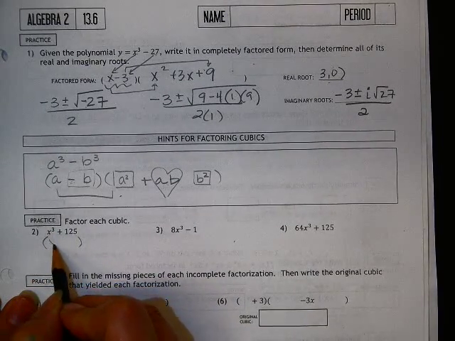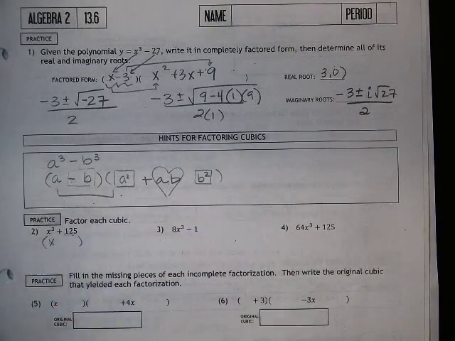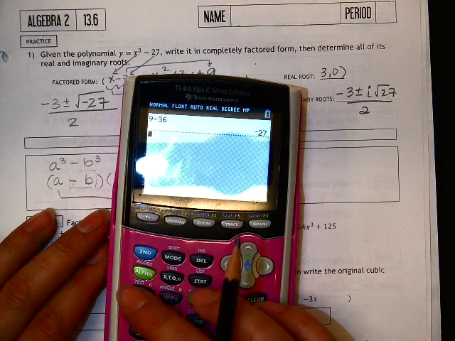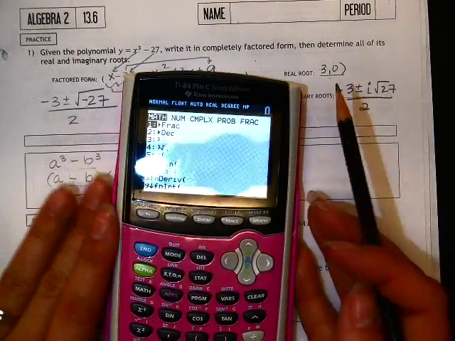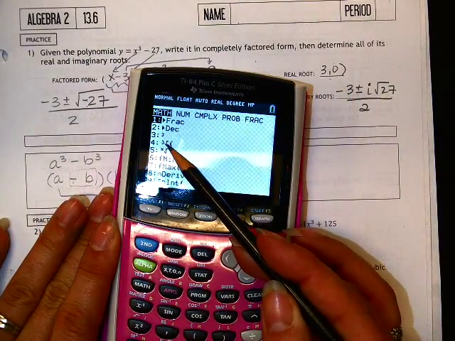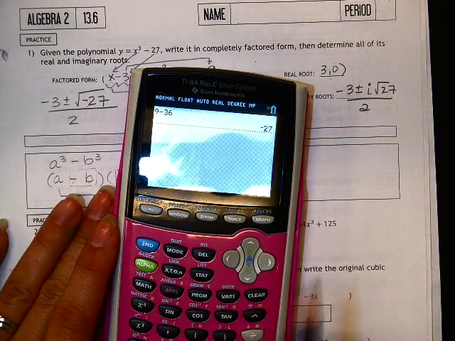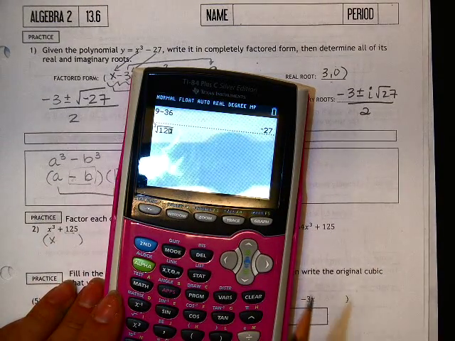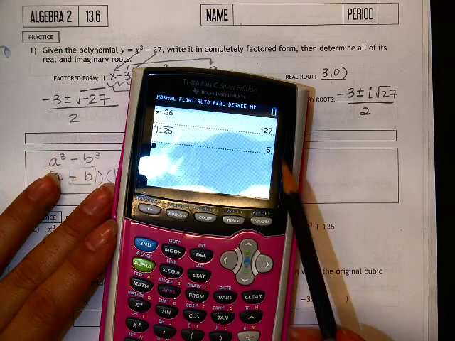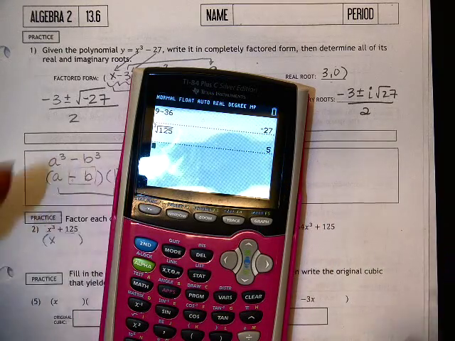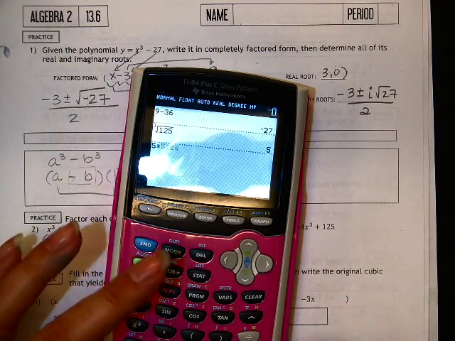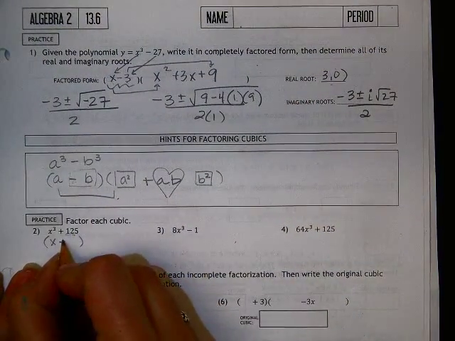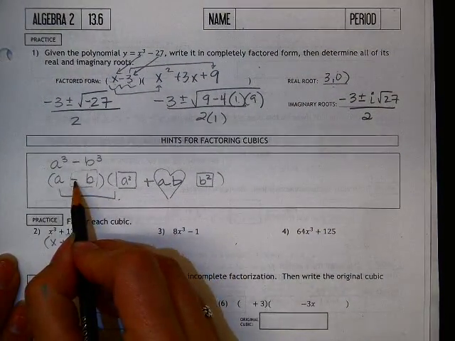So this is going to be the cube root of that one, the cube root of 125. Say you don't know what that is, you can go on your calculator under math, and then right down here, math 4, it's a little cube root button. So it gives you the cube root of 125, and we see that that's 5. Or you can guess and check and say 5 times 5 times 5 is 125. So x plus 5, so this is the same sign.